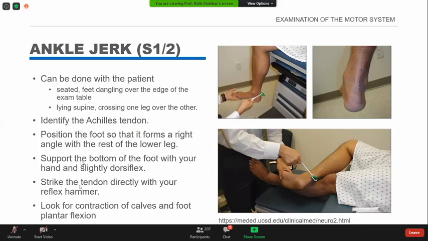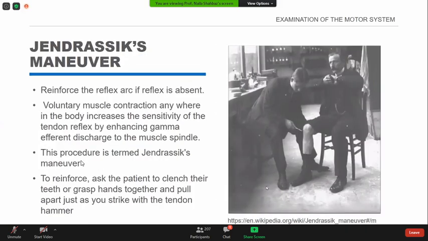Strike the tendon directly with your reflex hammer and look for contraction of the calf muscles. When the calf muscles contract, the foot plantar flexes. So this is how you either look for contraction of the calf, or you look for the plantar flexion of the foot. What do you do when the reflexes are weak or do not appear?